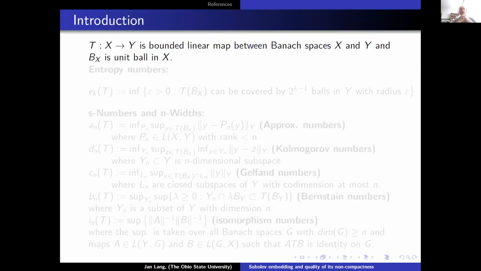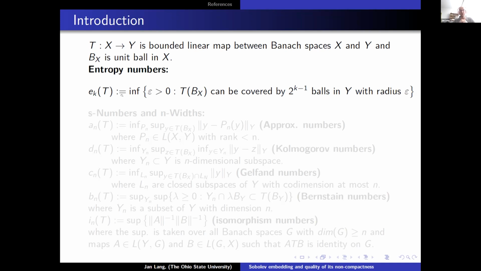Okay, let me start. At first, let us start with some introductions and definitions. If we have a bounded linear map which maps one Banach space into another Banach space, I would like to study the quality of compactness and non-compactness of such an embedding. For the future, by B_X I will understand the unit ball in the space X. If I want to measure the quality of compactness or non-compactness, a quite important tool is something called entropy numbers.